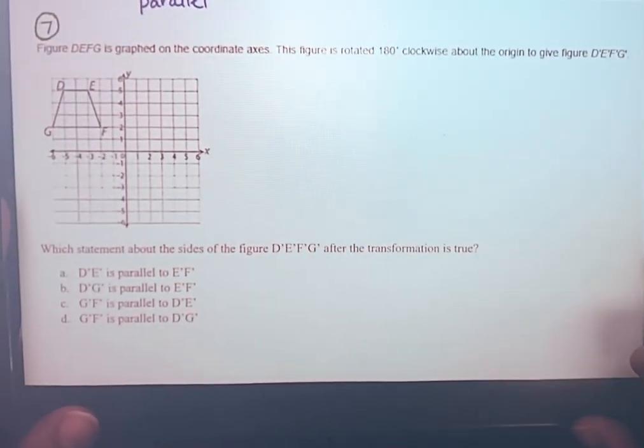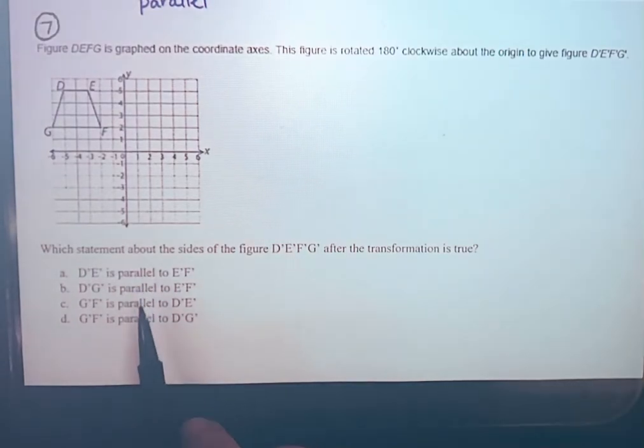Moving on to number 7. Number 7 says figure DEFG is graphed on the coordinate axis. The figure is rotated 180 degrees clockwise about the origin to give you figure DEFG prime. Those apostrophes are called prime. Which statement about the sides of the figure DEFG after the transformation is true? So they're just asking us which lines are parallel.